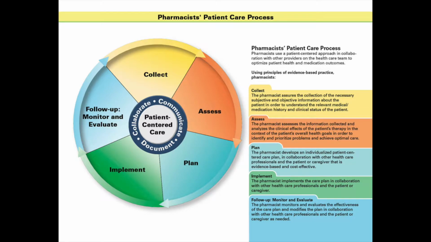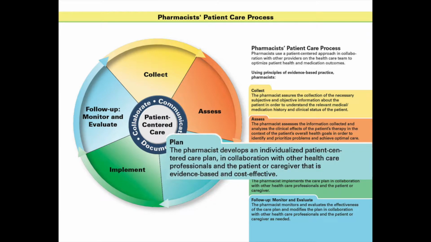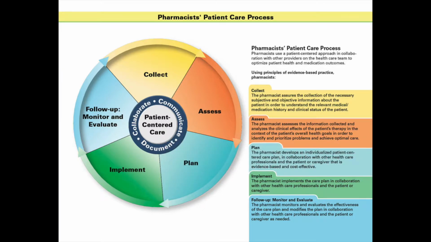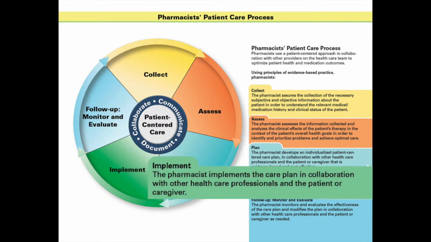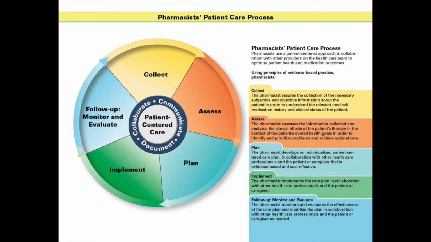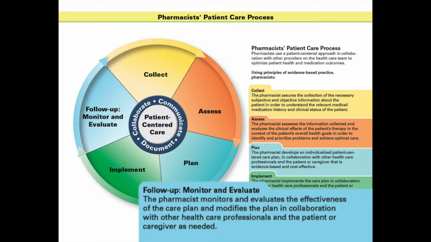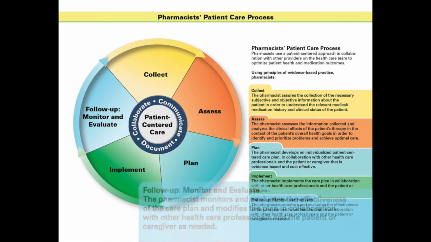Step 3. Plan. The pharmacist develops an individualized patient-centered care plan in collaboration with other healthcare professionals and the patient or caregiver that is both evidence-based and cost-effective. Step 4. Implement. The pharmacist implements the care plan in collaboration with other healthcare professionals and the patient or caregiver. Step 5. Follow-up. Monitor and evaluate. The pharmacist monitors and evaluates the effectiveness of the care plan and modifies the plan in collaboration with other healthcare professionals and the patient or caregiver as needed.